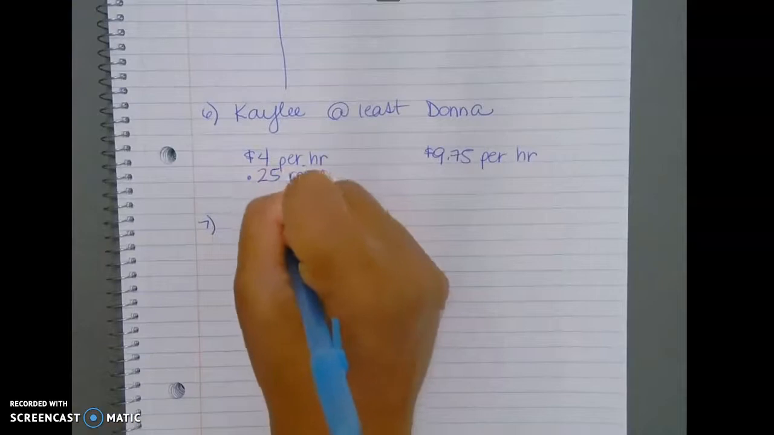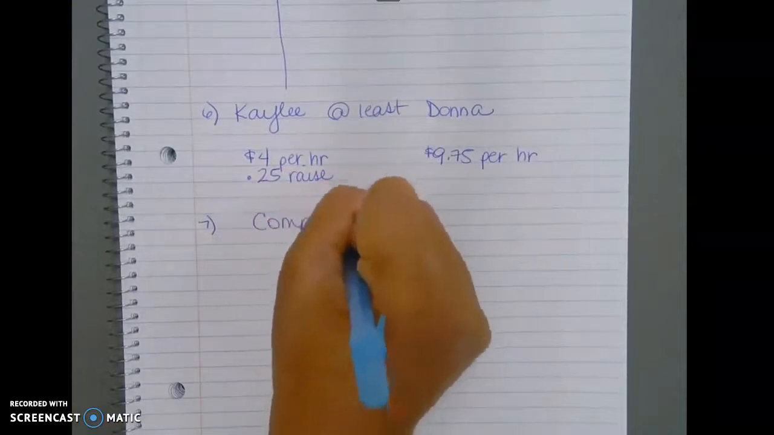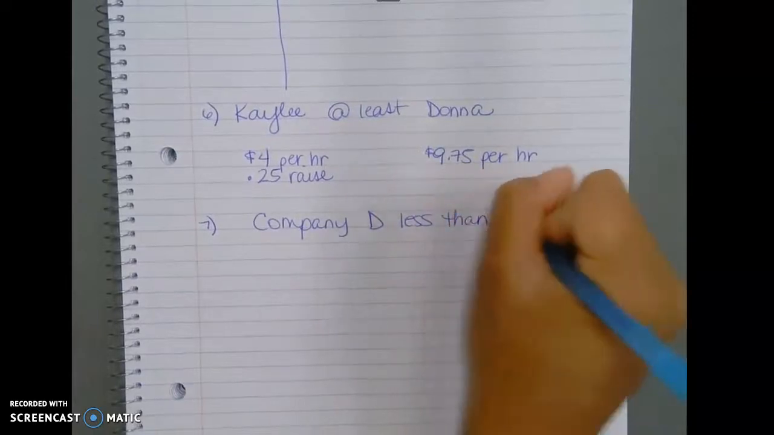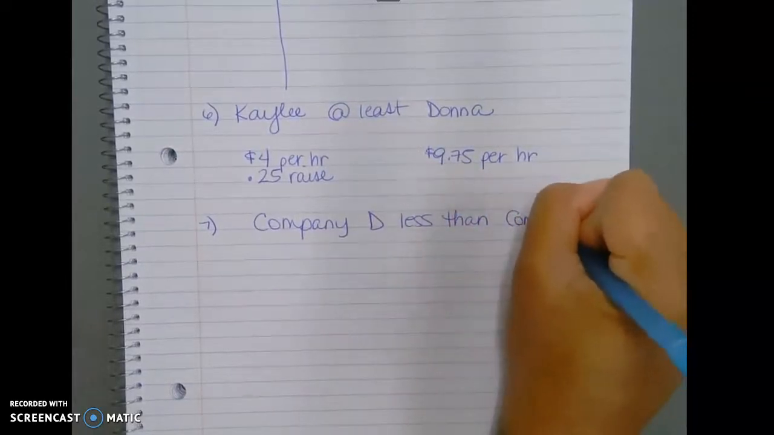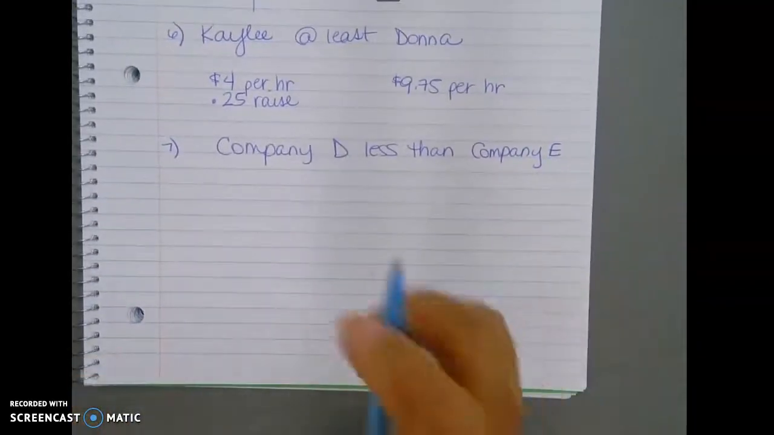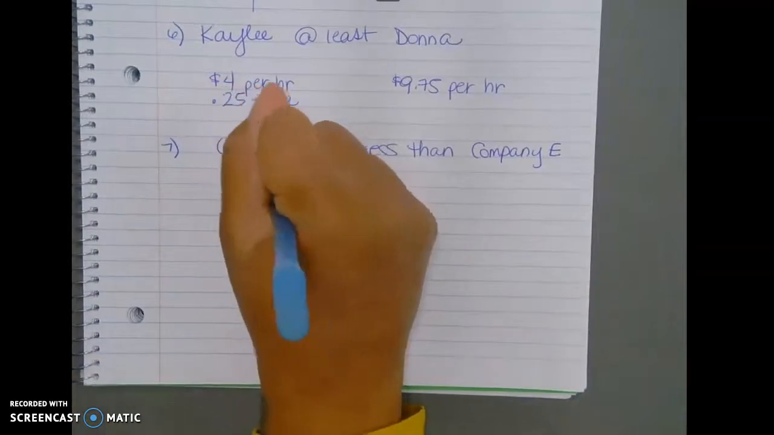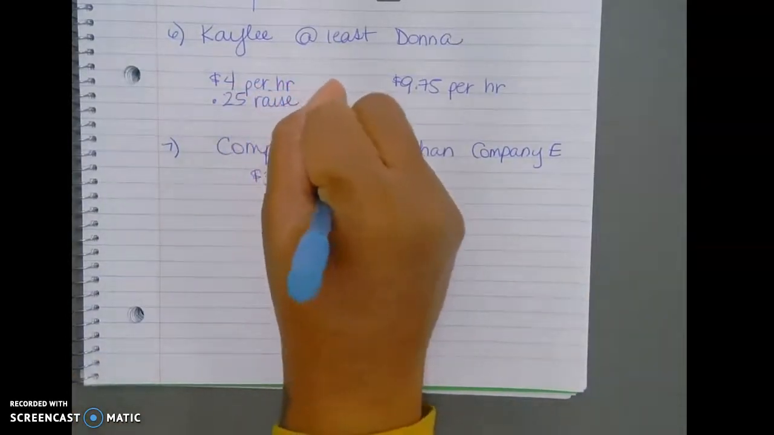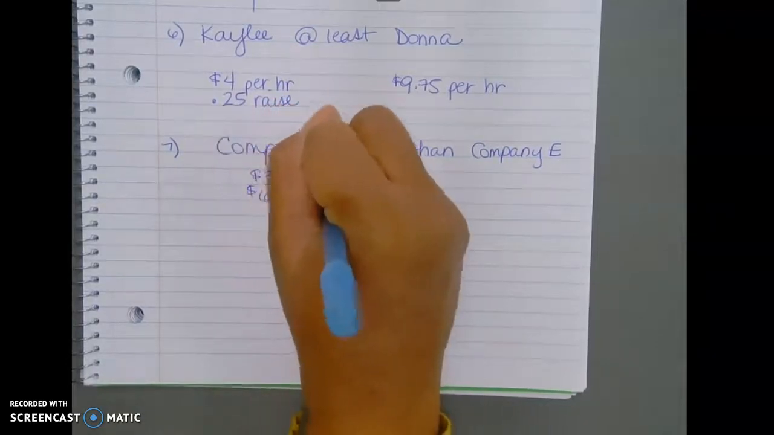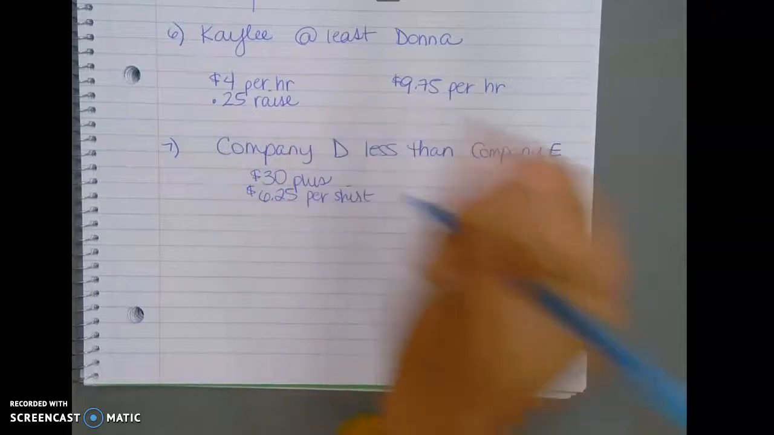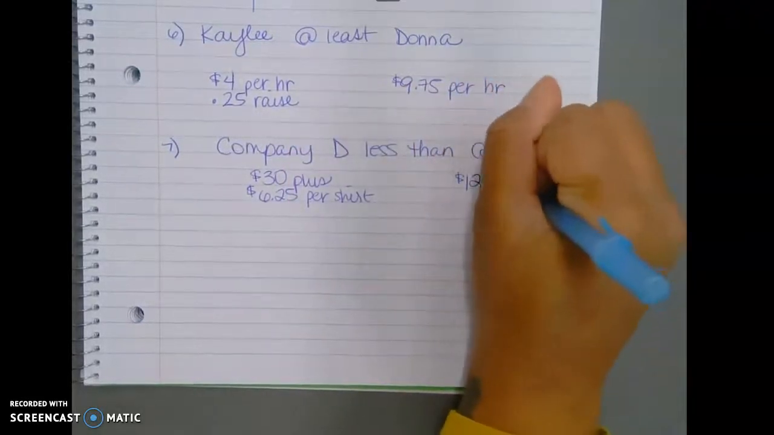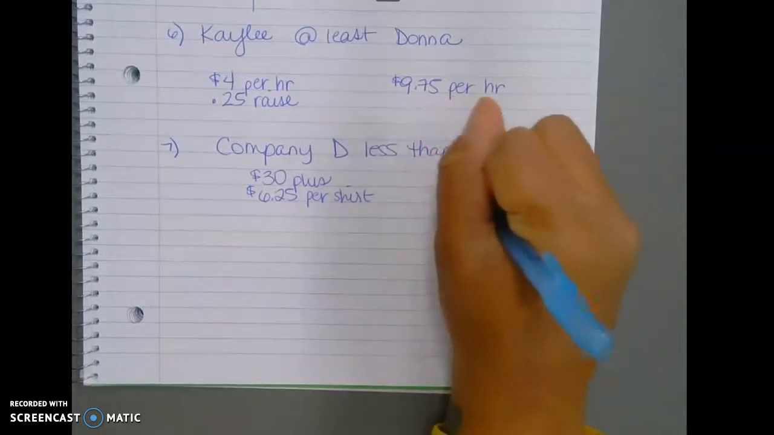So Company D is less than Company E. Company D is $30 design fee plus $6.25 per shirt. Company E is a $12 design fee plus $9.75 per shirt.